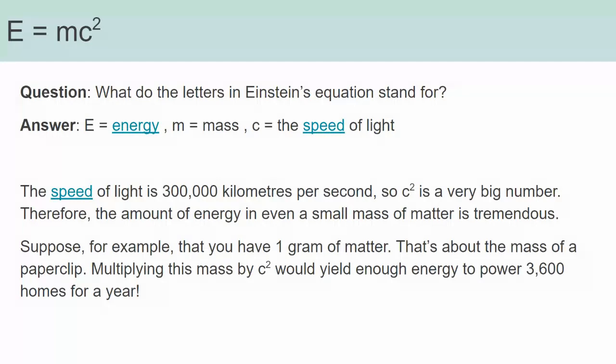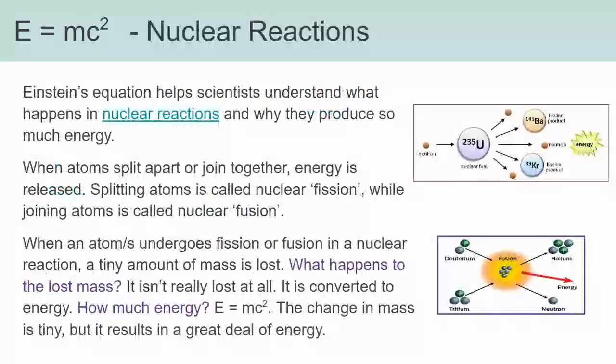So looking at this E equals mc squared in a little bit more detail. E is for energy, m is for mass, and c is the speed of light. So what we're looking at is that the amount of energy, even in a small mass of matter, is in fact massive. Einstein's equation helps scientists to understand what happens in nuclear reactions and why they produce so much energy. When atoms split apart or when they join together, energy is released. The splitting of atoms is called nuclear fission, while joining atoms is called nuclear fusion.